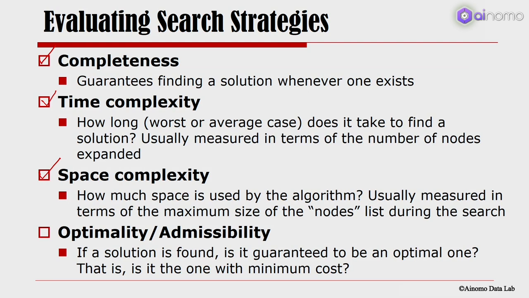And then there is a question of whether this search technique is optimal or admissible. If a solution is found, is it guaranteed to be an optimal one, that is, the one with the minimum cost? If that guarantee is there for the given searching technique, then it's said to be optimal. We will now look at these searching techniques and then look at the evaluation of these techniques along these four metrics.